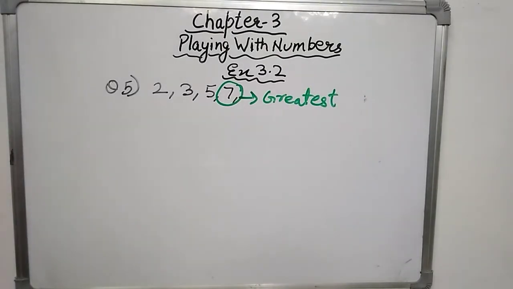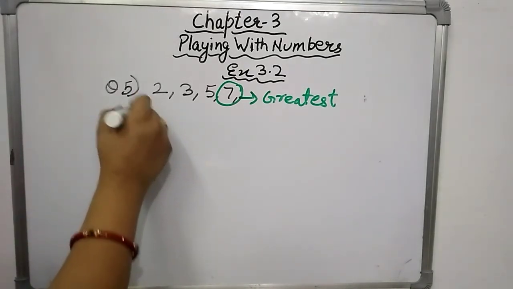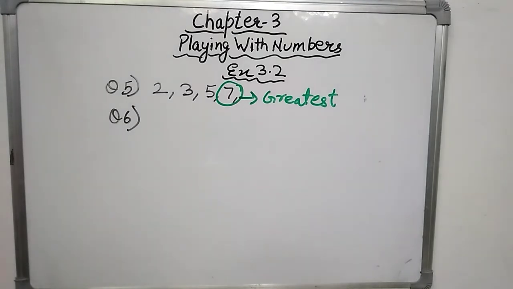Next, question number 6. Express the following as the sum of two odd primes. A few numbers are given in this question and you need to express these numbers in the form of the sum of two odd prime numbers. First number is 44.